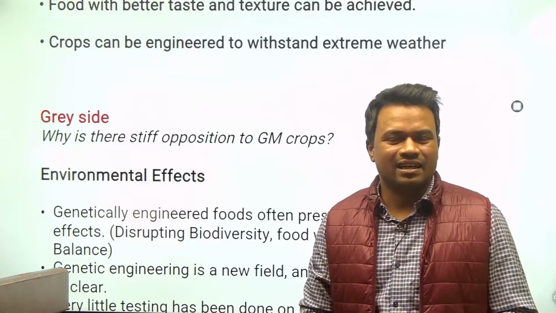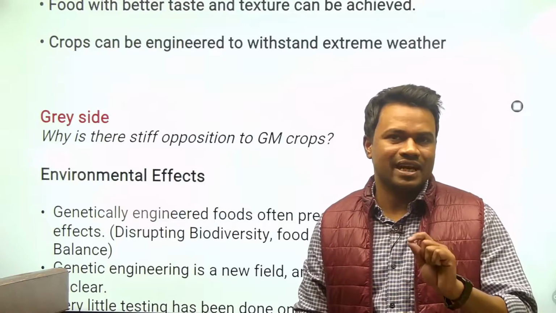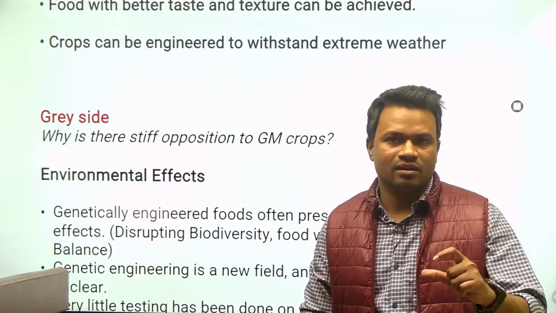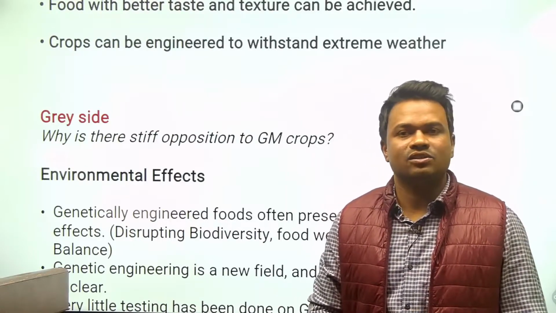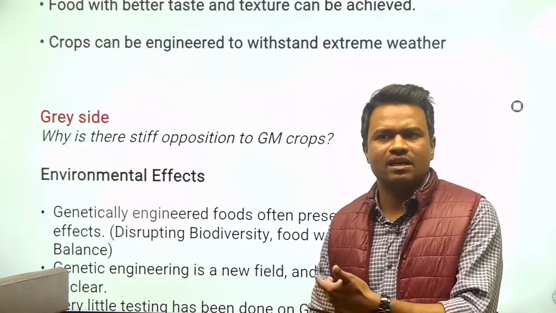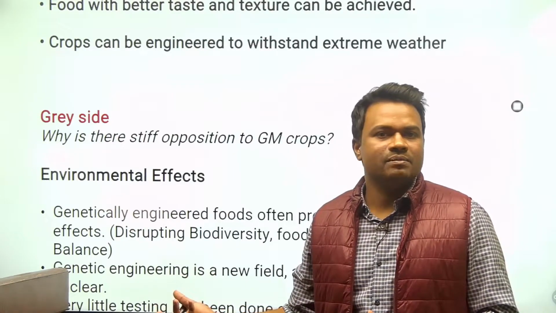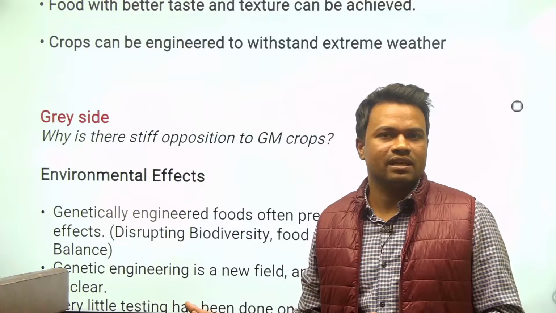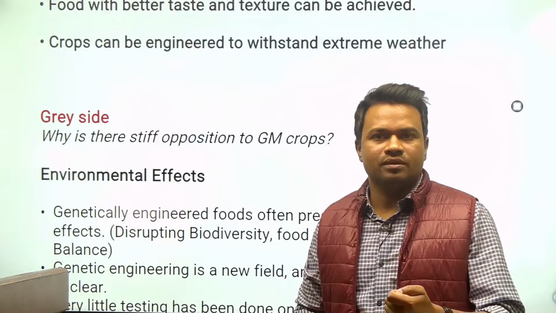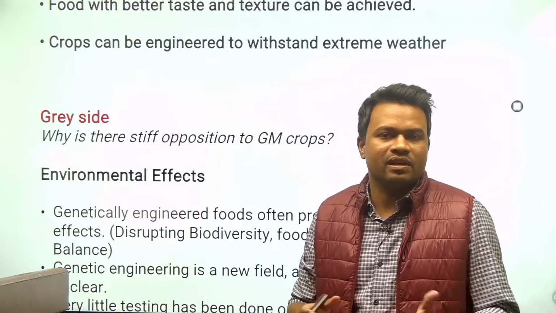So if we extract the genes for that extreme tolerance characteristic from those millets, they can be used in maybe rice or other plants, so that they can also withstand high temperatures and extreme weather conditions, so that we are able to cope with climate change issues, where extreme weather is now becoming the new normal.